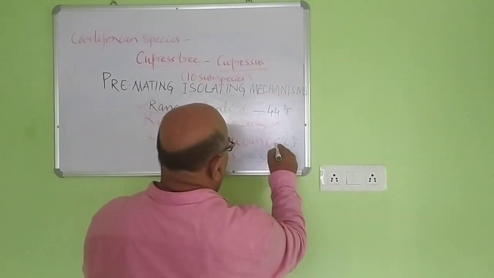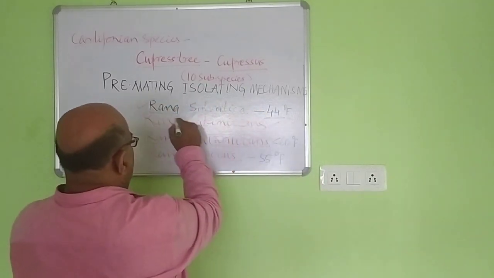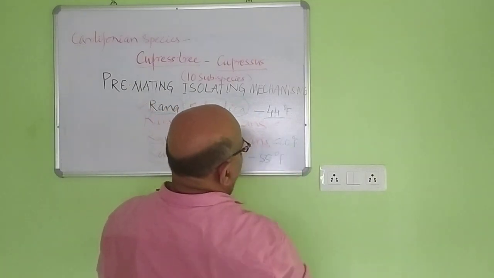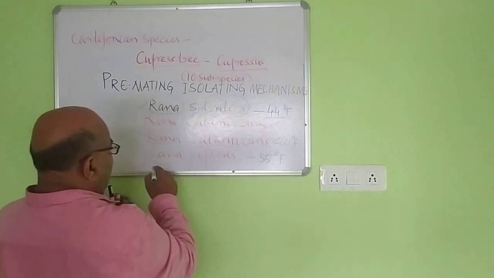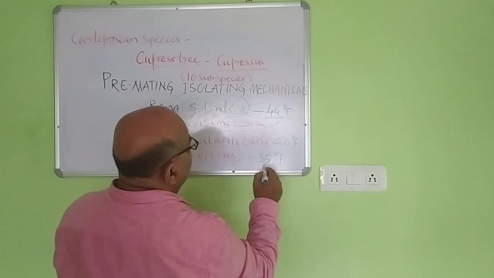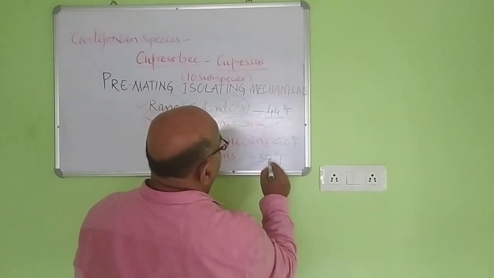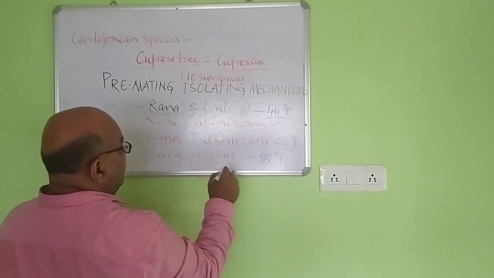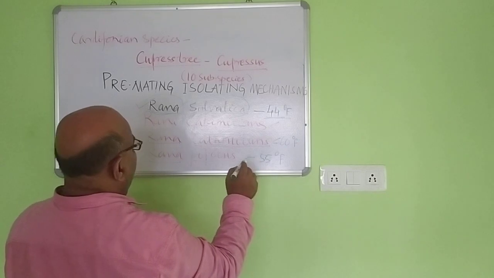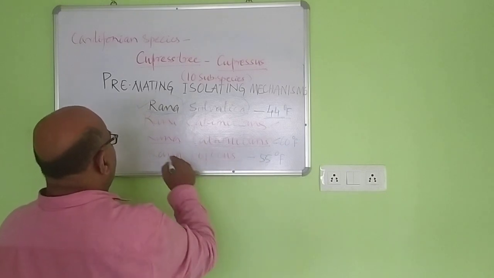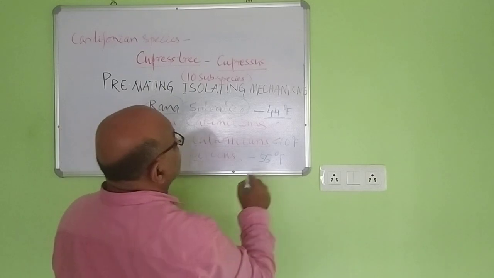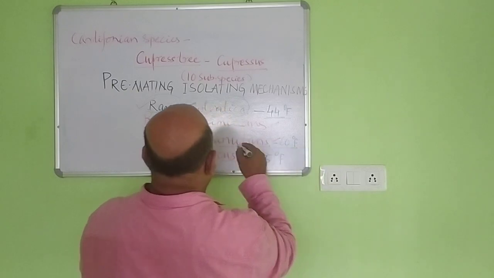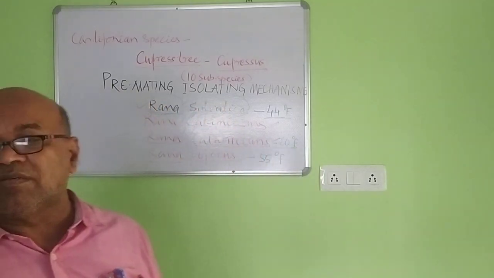At the low temperature, you find Rana sylvatica, which remains in the pond at a temperature of 44 degrees Fahrenheit. Secondly, you find Rana pipiens at 55 degrees Fahrenheit in the same pond. And thirdly, you get Rana calamitans, which appears after 55, near about 60 degrees Fahrenheit, remaining in that same pond.